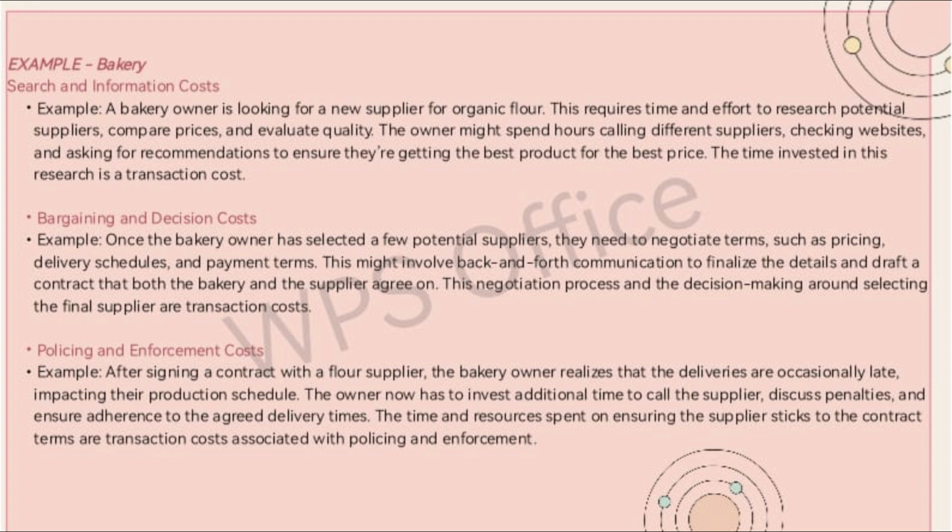Policing and enforcement costs. Example. After signing a contract with a flour supplier, the bakery owner realizes that the deliveries are occasionally late, impacting their production schedule. The owner now has to invest additional time to call the supplier, discuss penalties, and ensure adherence to the agreed delivery times. The time and resources spent on ensuring the supplier sticks to the contract terms are transaction costs associated with policing and enforcement.